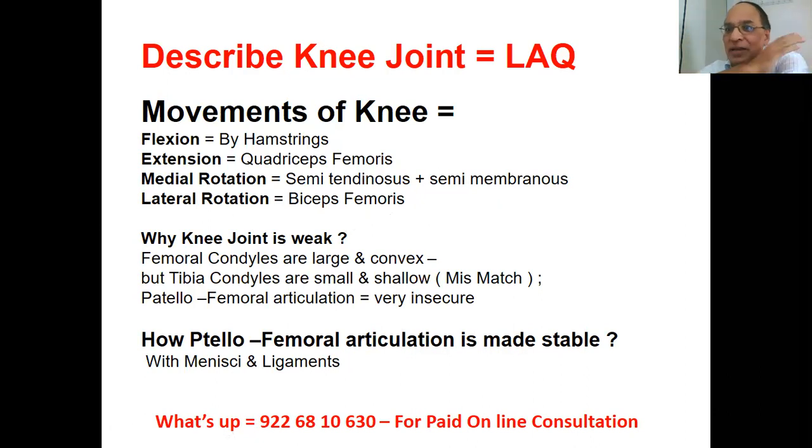Don't get confused over biceps over here. Biceps femoris. Okay. So these are the different movements. Why is the knee joint weak? Because the femoral condyles are large and convex. Femoral, upper thigh, but the tibial condyles are small and shallow. So it's a little bit of a mismatch, like a husband and wife mismatch, because this is large and convex, this is small and shallow. So the joint is weak, the knee joint.